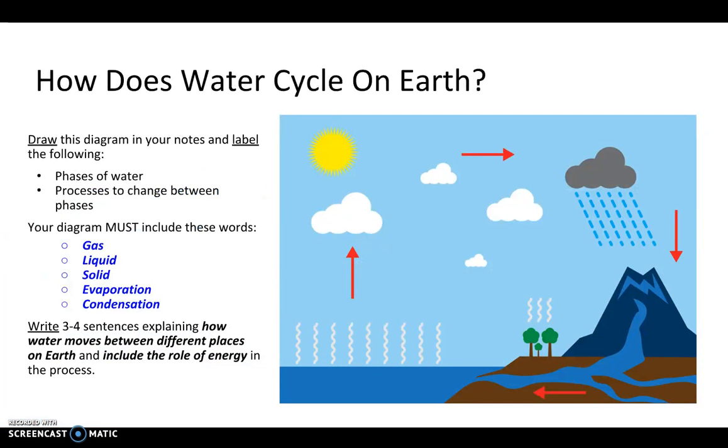All right, the first thing I want you to do is draw this diagram and label it. So you're going to look at the different phases of water, the processes that happen to change the phases. So is it evaporation or condensation? And is it a gas, liquid, or a solid? And this is going to really help you kind of think about the movement of water through the water cycle. And you guys are familiar with the water cycle.